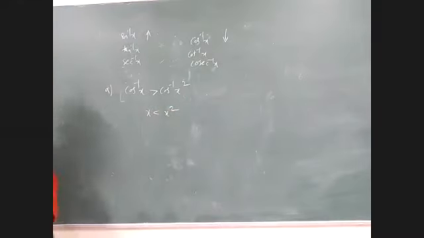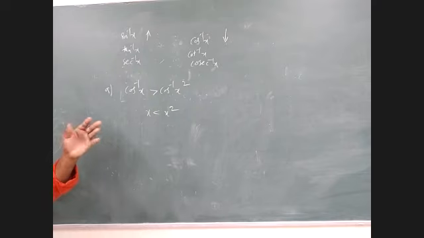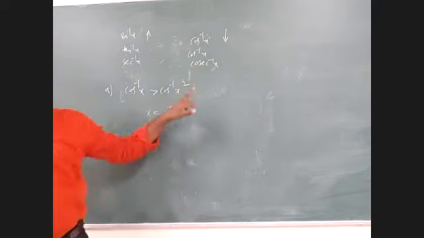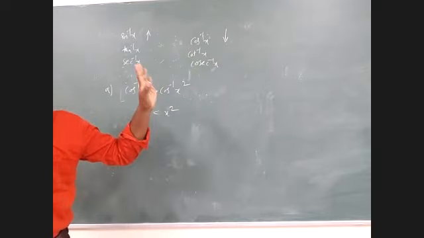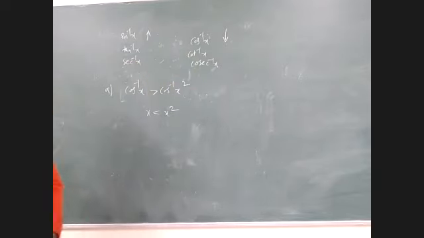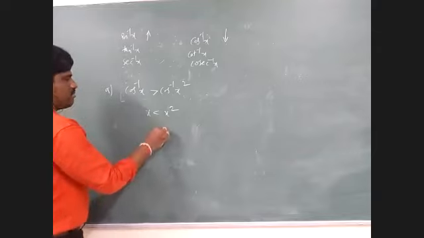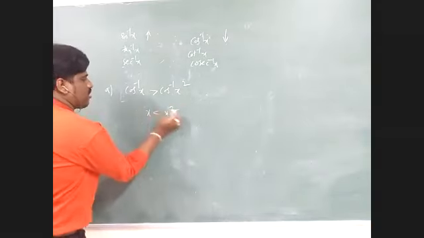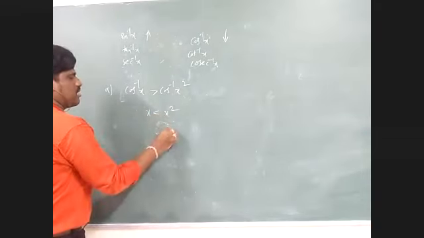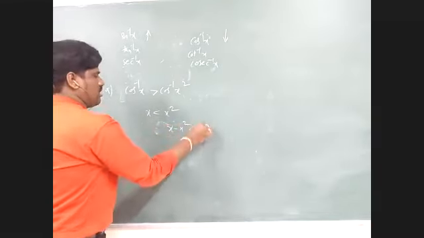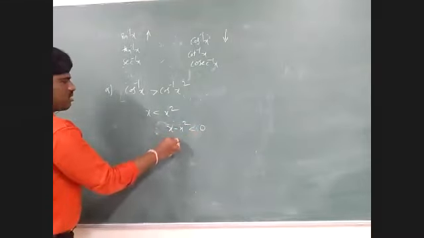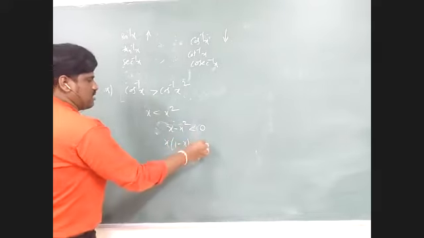When I remove it by applying cos on both sides, then the inequality changes. For increasing functions, the inequality will be kept the same. So x minus x square, sorry, x minus x square less than 0. So here I can take x common: x into 1 minus x less than 0.